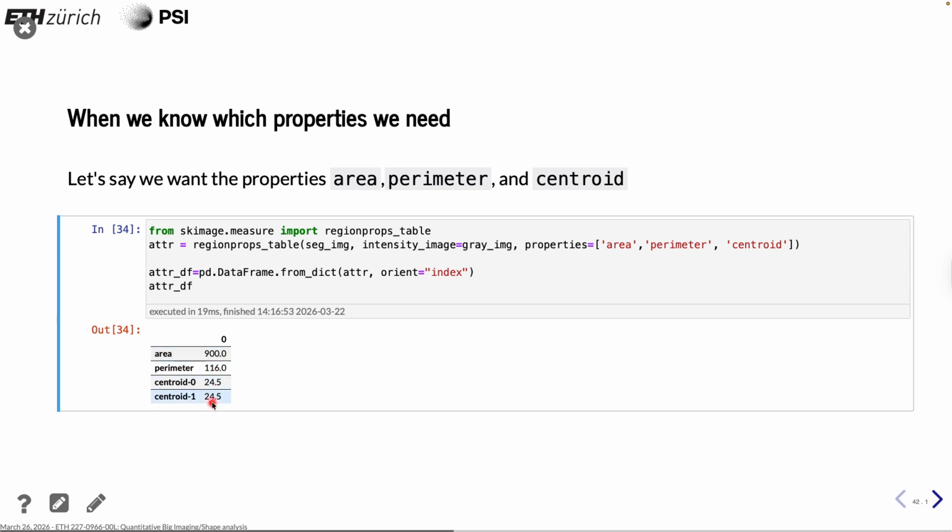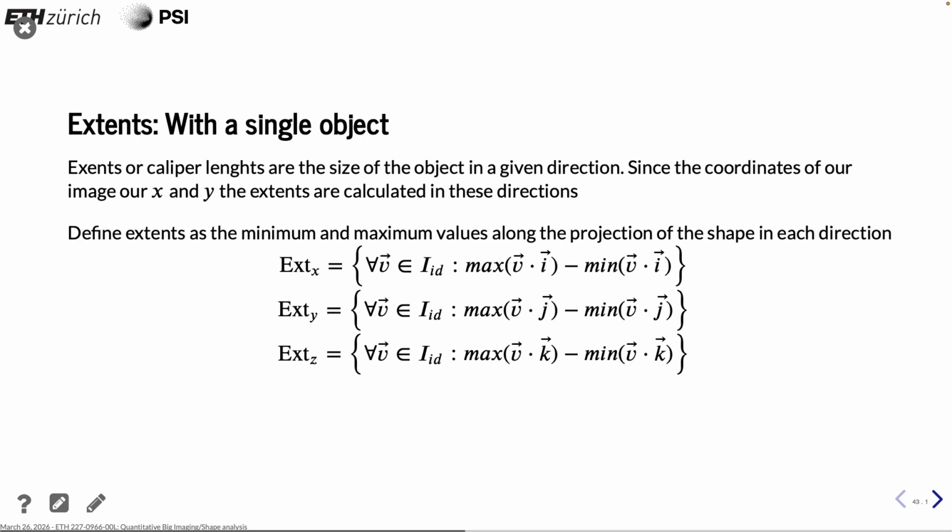And from this we get a much smaller table. So we got the area is 900, the perimeter length is 116, and then we have a centroid, which is apparently in the middle of this, probably 50 by 50 image. Extents is another thing which is used a lot in computer vision. It's a bounding box essentially, which tells you the starting point in the image and the end point in the image in X and Y, and possibly also in Z.